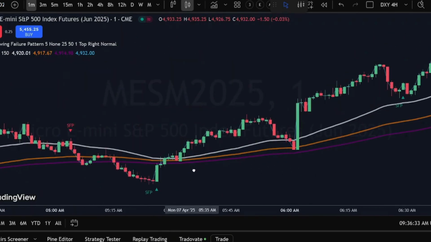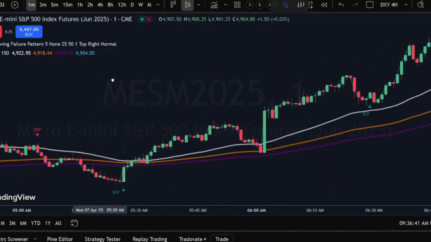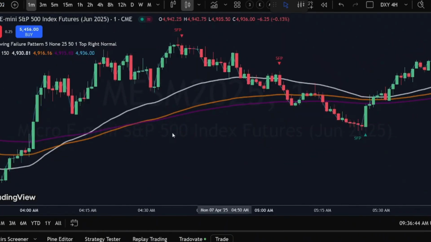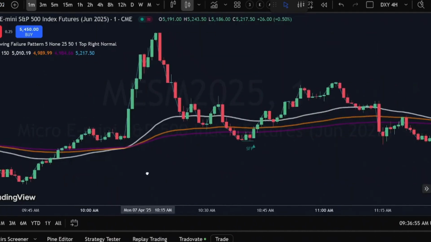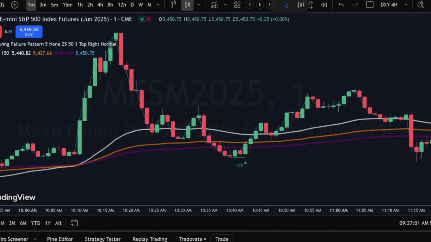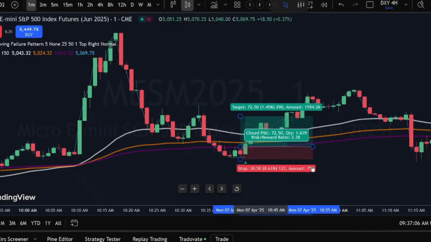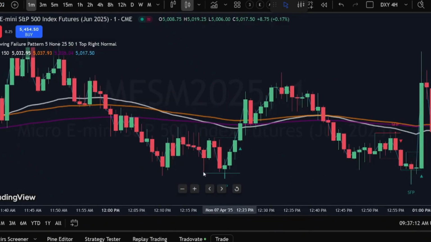So I've taken 2 trades. This isn't even the right time. All right, we've been on the overnight session. Let's quickly move up to 9:30. Here's a nice one here. This is probably against the trend here. That's a really nice one.